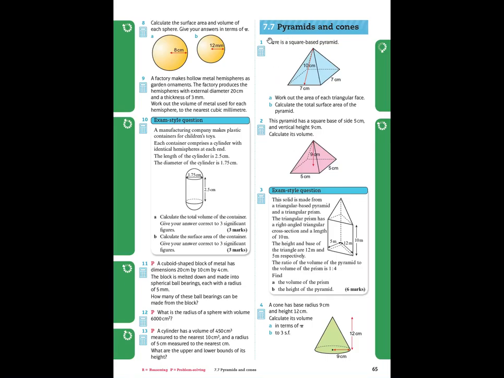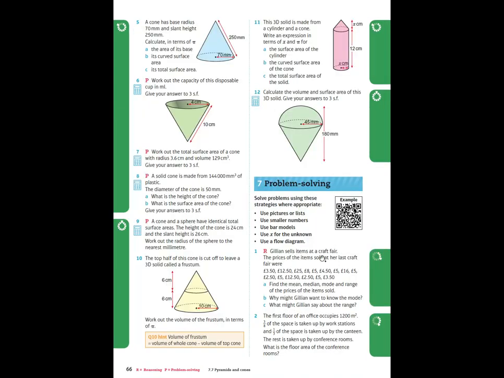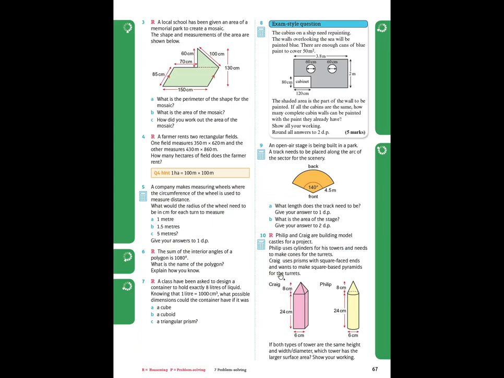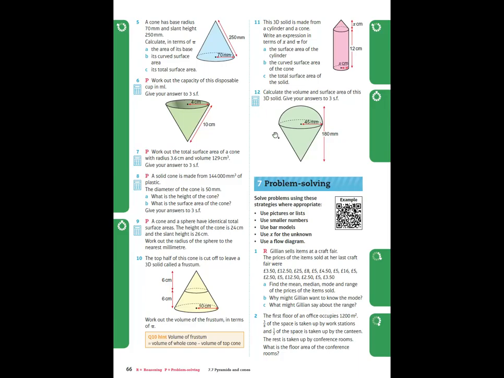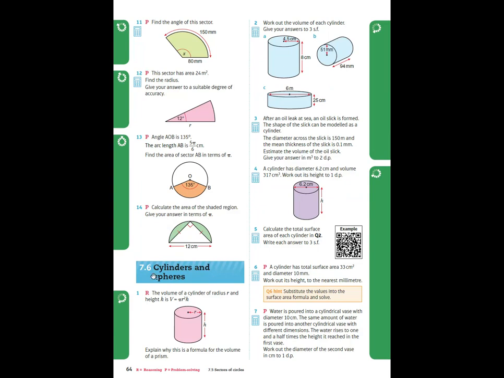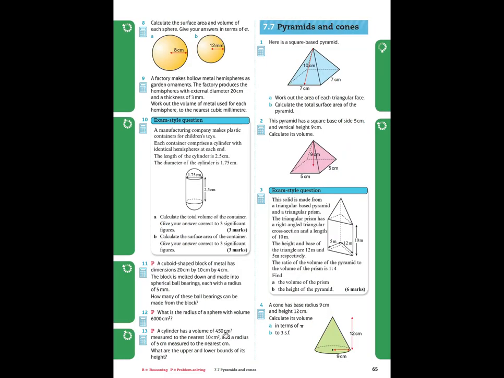Okay, for your exercise, I want you to start on exercise 7.7, pyramids and cones, and work your way up to question 12. Once you've done that, do exercise 7.6, cylinders and spheres. The volume of a cylinder is given by V equals pi r squared h, and we've got that already in your yellow books, so you can work on exercise 7.6 after you've done 7.7 up to question 13. Good luck.